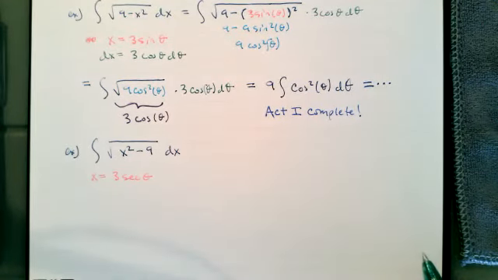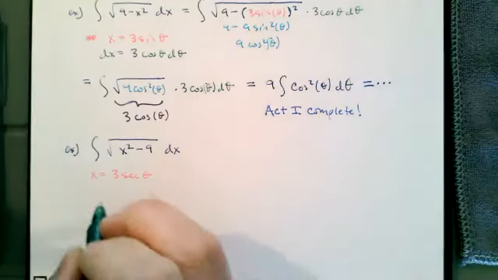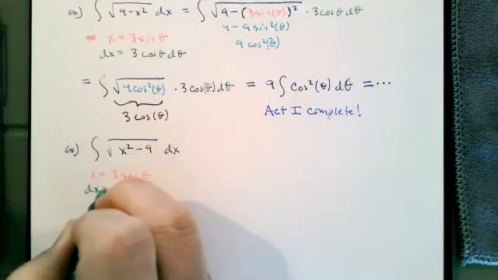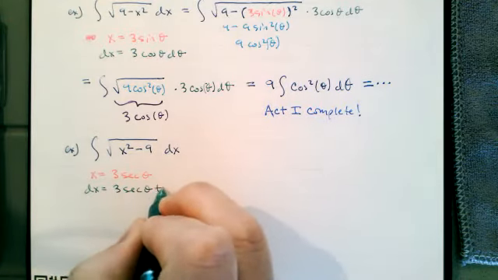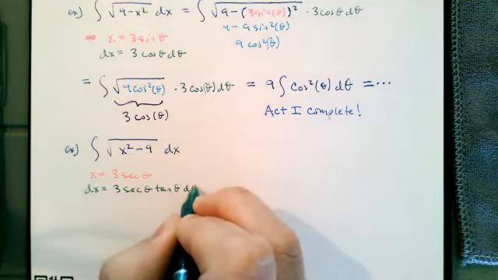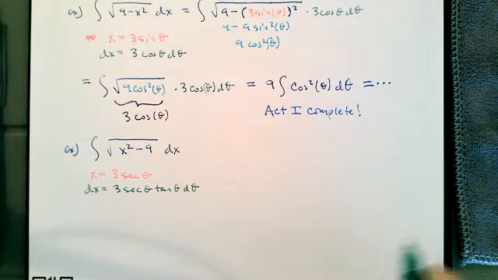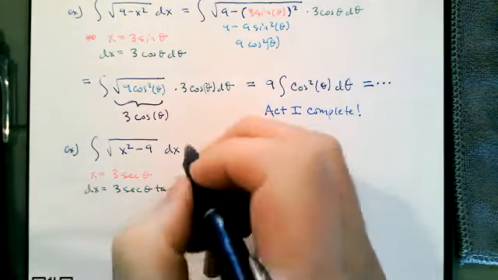We can't just substitute the x, we also have to substitute the dx. So we take the derivative, dx. The derivative of secant theta is secant theta tangent theta d theta. Now we make the substitution.